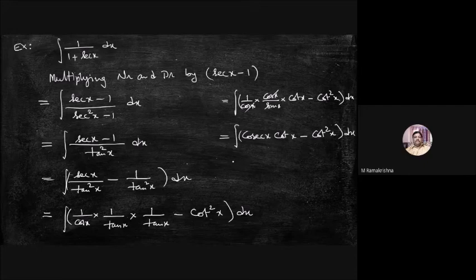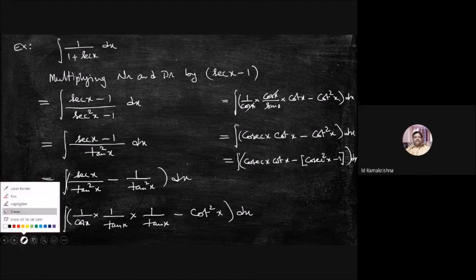Now one more step I'll take to apply integration. Cosecant x cot x minus, we don't have integration for cot square x, so I'm just converting it as cot square x is equal to cosecant square x minus 1. This is a compound, so dx. Now you apply the integration.